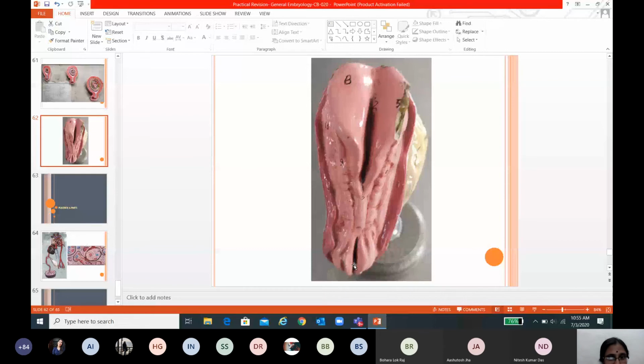One of your friends has answered the question for the closing time of the cranial neuropore. So I have given you a hint: 2 days after. When will it close? 26 days, ma'am. 27th. Cranial is 25th, caudal is 27th. Okay. And if it fails to close, what is the name of the anomaly?